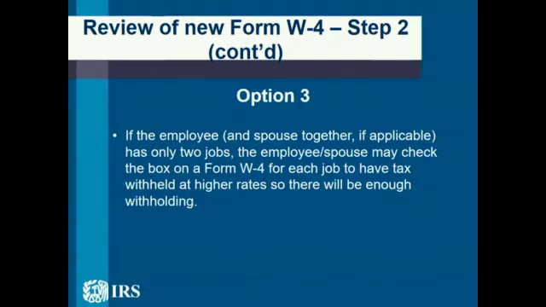This option is a bit less accurate than the others. More tax than necessary may be withheld from the employee's wages, but they generally won't have too little tax withheld. And the closer together the earnings are at the 2 jobs, the more accurate this option will be. It's also the easiest option to use. Employees and spouses, if applicable, just check the box on Forms W-4 for both jobs.